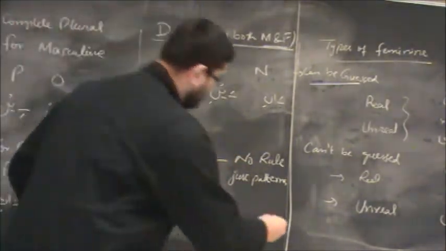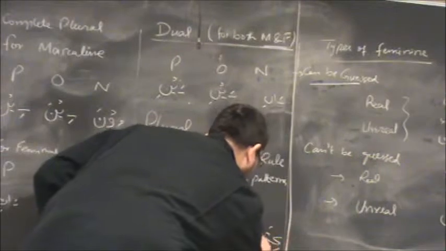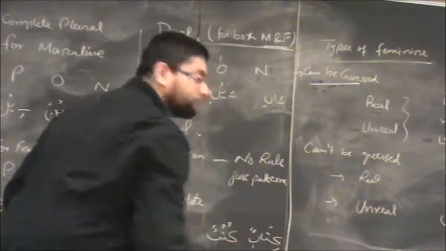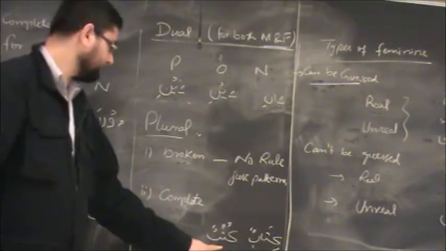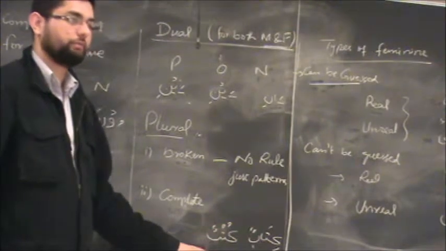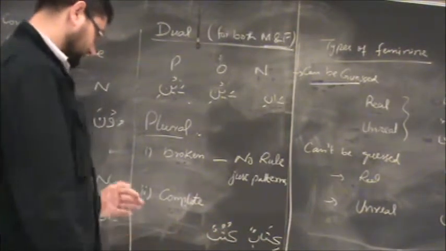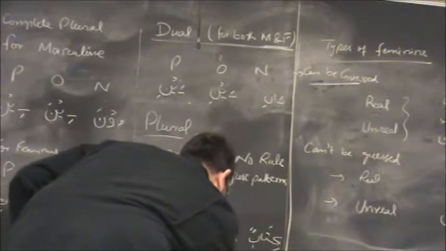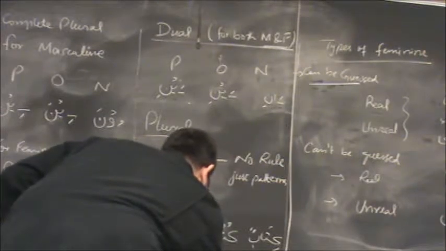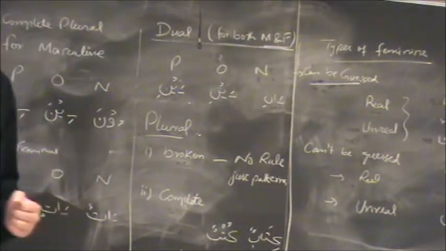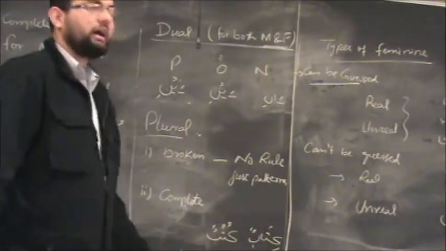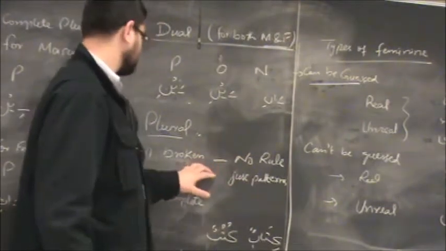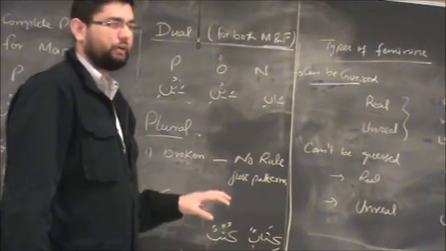Okay. For example, kitabun, the plural is kutubun. Okay. Here you see it's broken because alif is removed. So similarly, darsun, dars means lesson, and it becomes durusun. You add it, wow, so it gets broken. So there are no rules, but there are patterns which this kind of plural follow, and there are 20 of them.